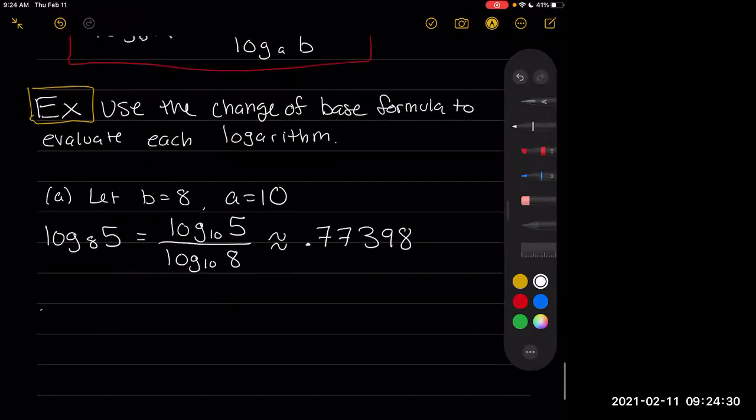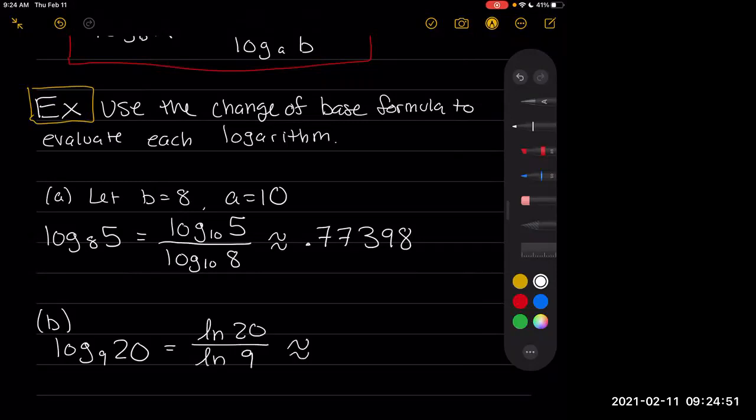And then if we look at a second one, here we're going to use the natural log as our change of base. So if we look at log base 9 of 20, this is the natural log of 20 over the natural log of 9. And plugging this into a calculator, you get approximately 1.36342. And this is useful because your calculator only has log 10 and ln built in. So that's part of the reason we use log 10 and natural log in these problems.